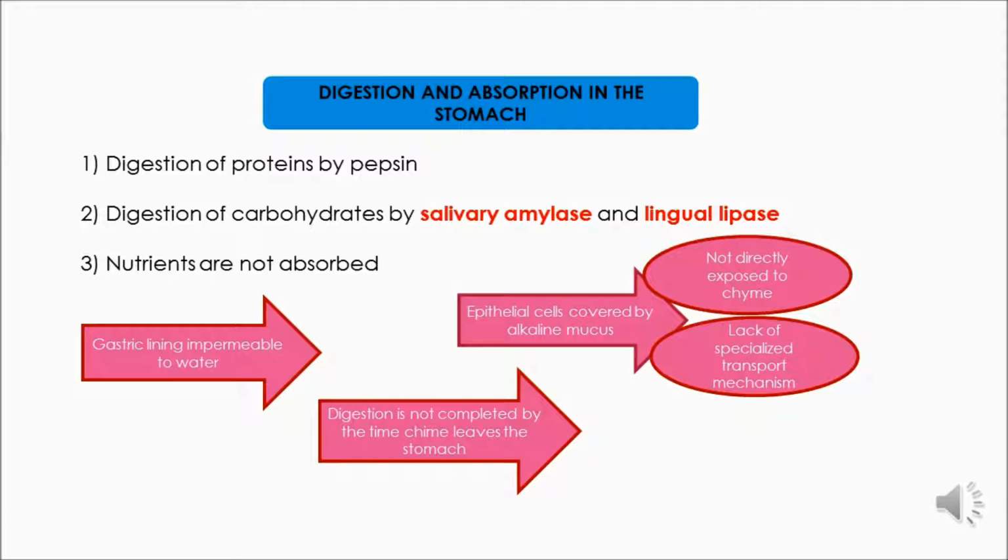Furthermore, although digestion takes place in the stomach, the nutrients are not absorbed. This is because epithelial cells are covered by alkaline mucus, which keeps them from being directly exposed to the chyme, and they also lack specialized transport mechanisms. It is also because the gastric lining is impermeable to water, and digestion is not completed by the time chyme leaves the stomach.